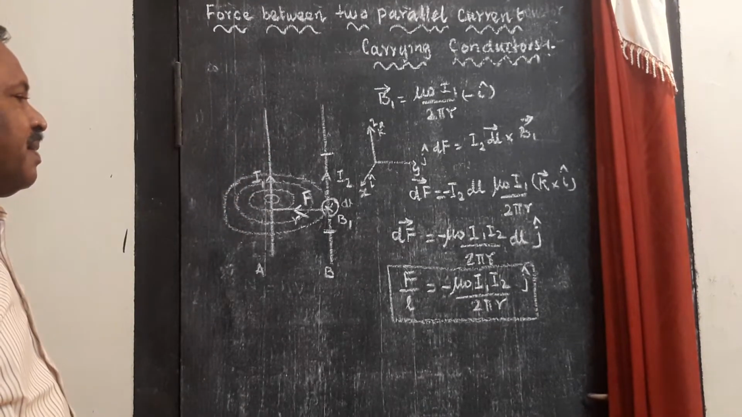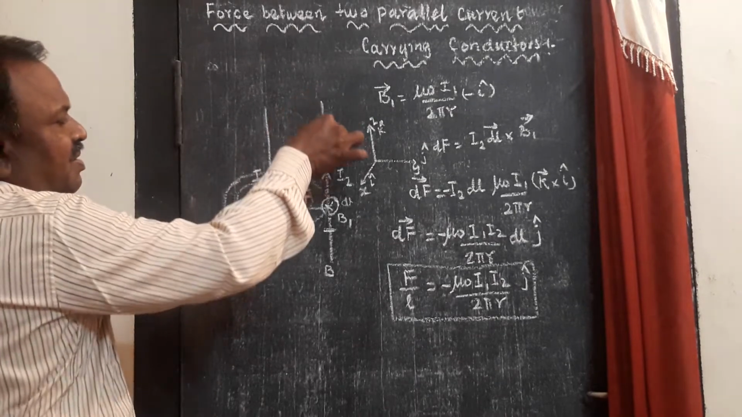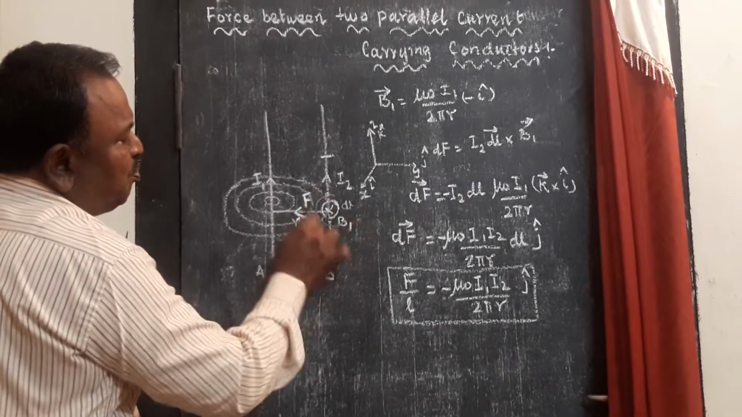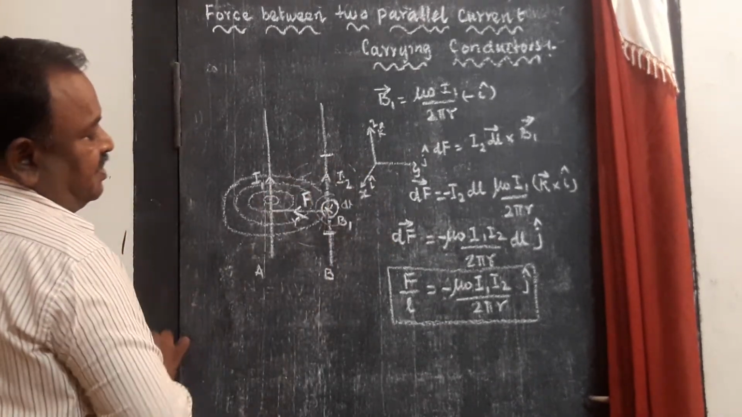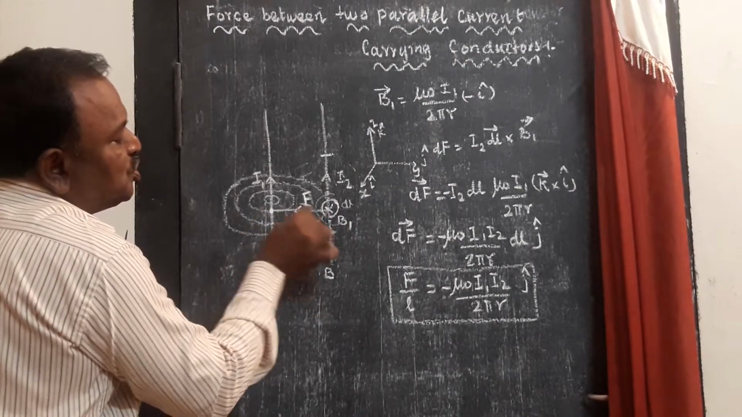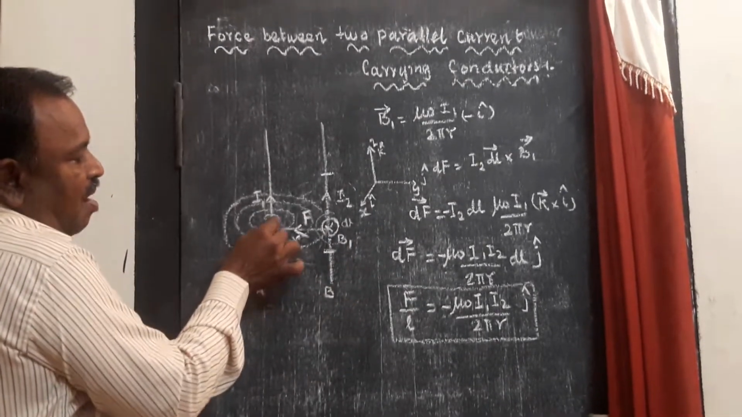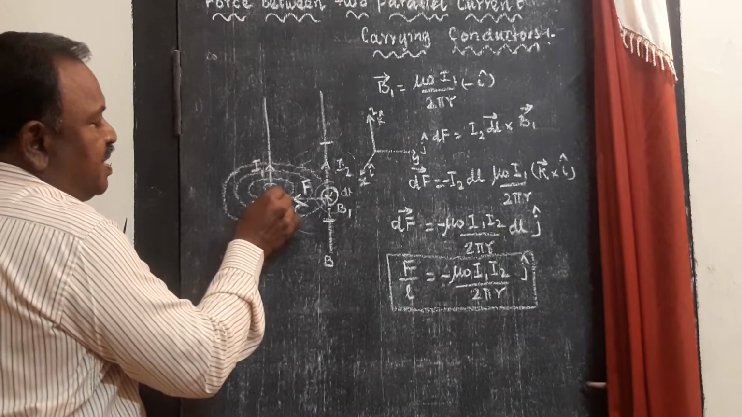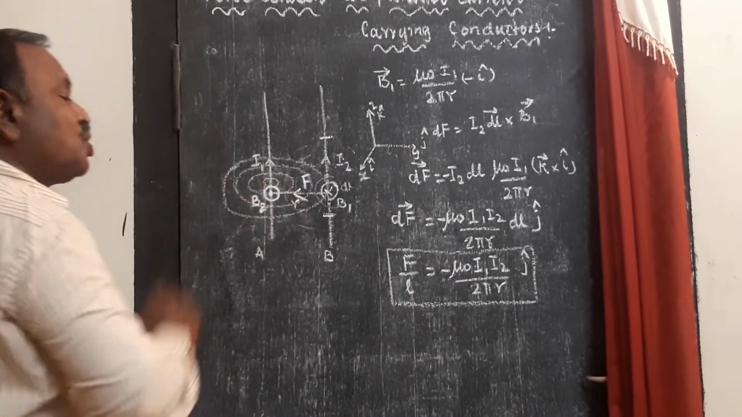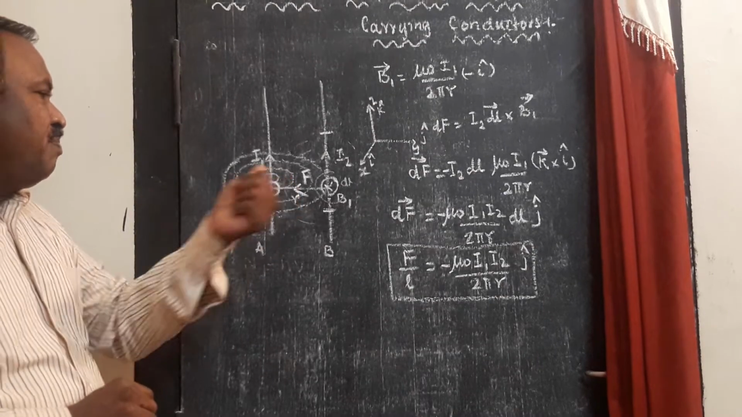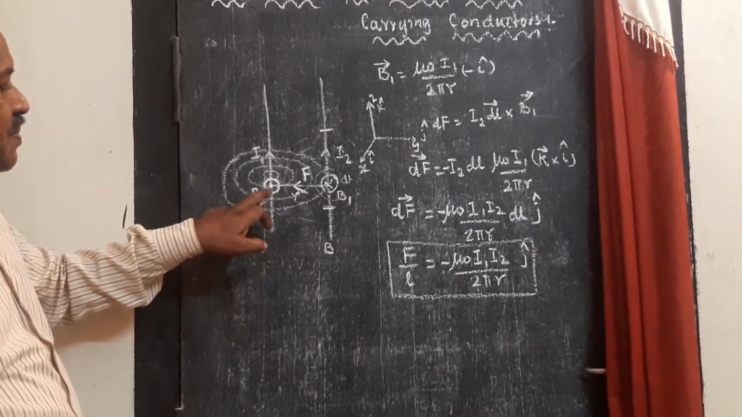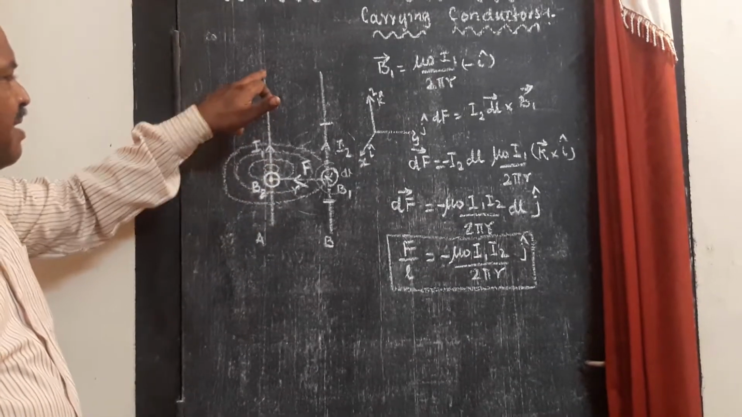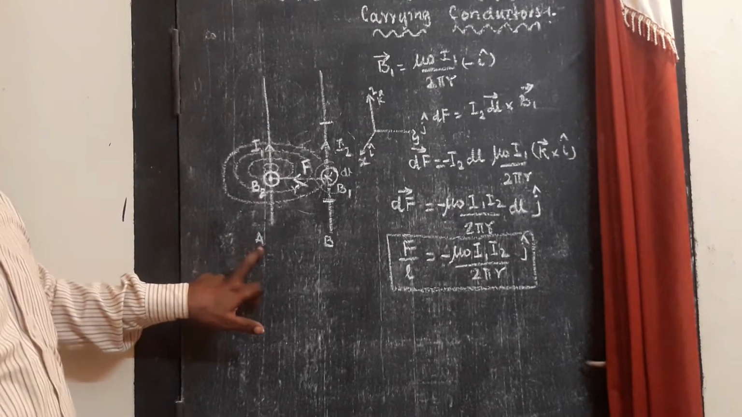In a similar way, when we consider this conductor B, it will also produce a magnetic field. The magnetic field produced by this conductor B on the conductor A is given by B2. The direction of B2 is perpendicular to the plane of the blackboard, acting outwards. The magnetic field acting outwards is represented by a dot. In this magnetic field, this conductor A is located.